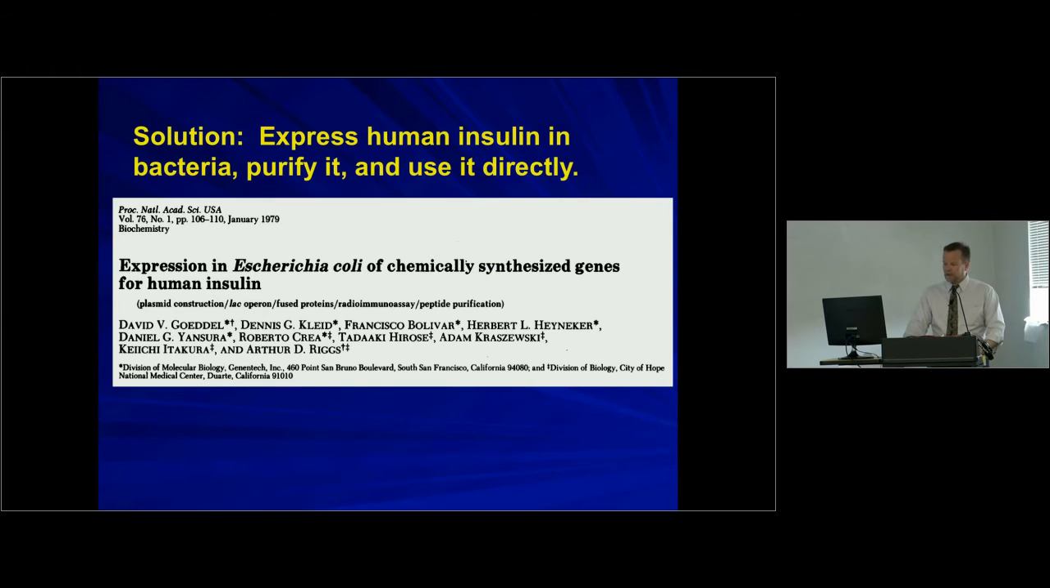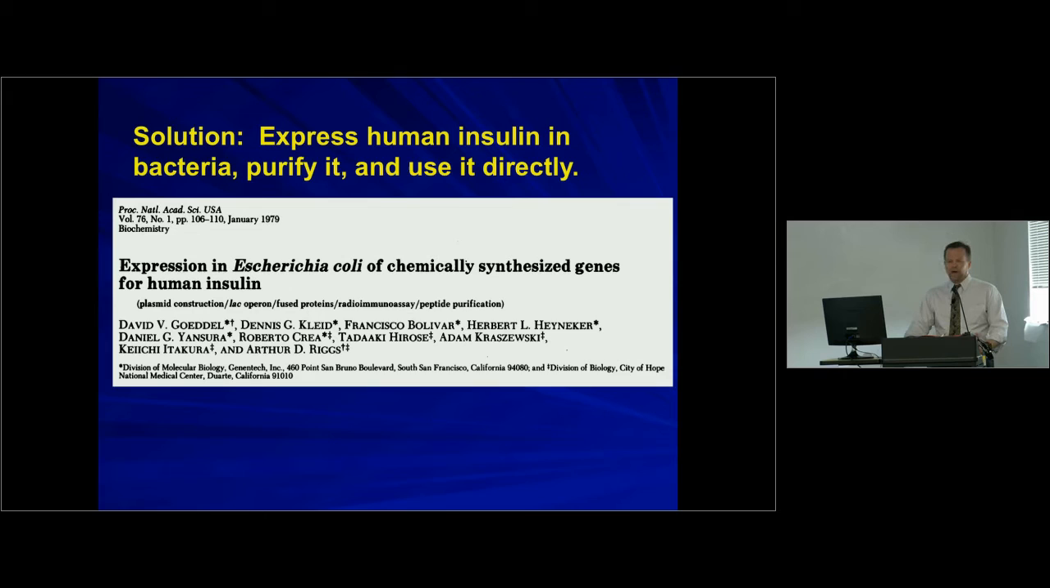And what they did, and this is an example of the paper from 1979, was to synthesize human insulin in E. coli, in bacteria. So here you could grow giant fermenters of bacteria that would produce 100% pure human insulin. The first real good example of a genetically engineered protein for human therapy.